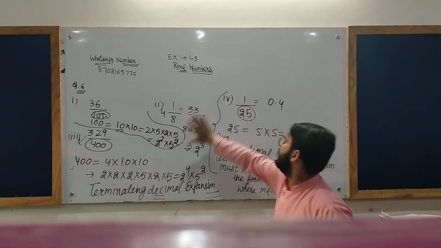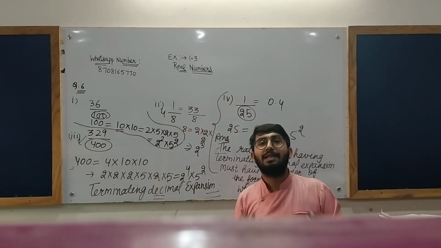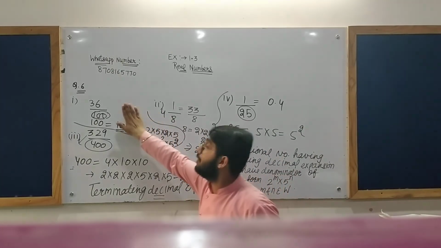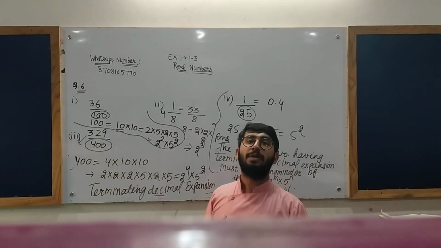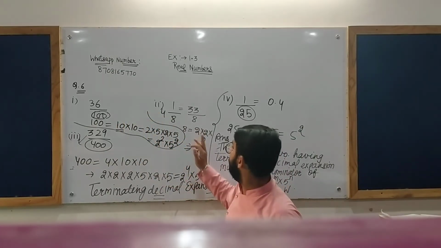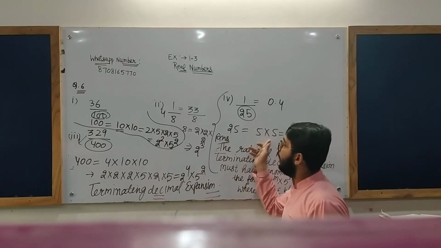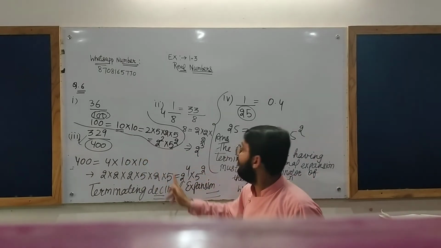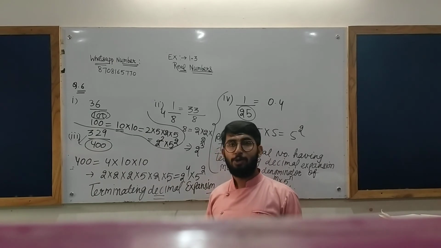This was just the background to make you understand that a rational number having a terminating decimal expansion contains either 2 only, or 5 only, or both 2 and 5. Hope you have understood the question.